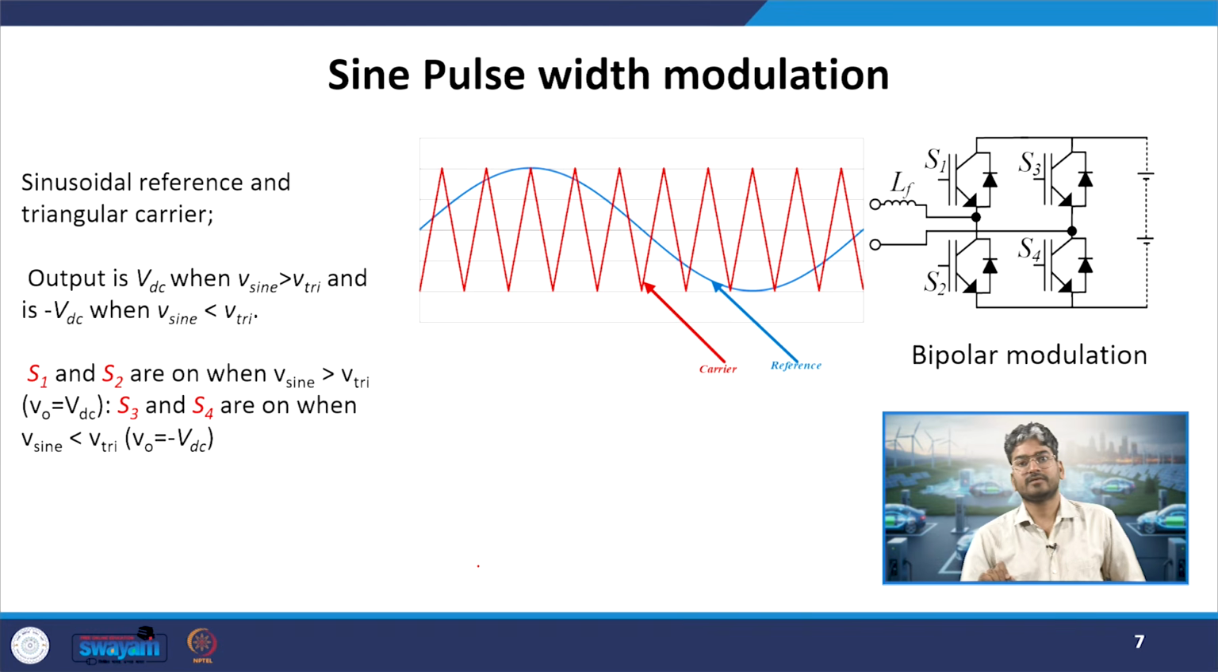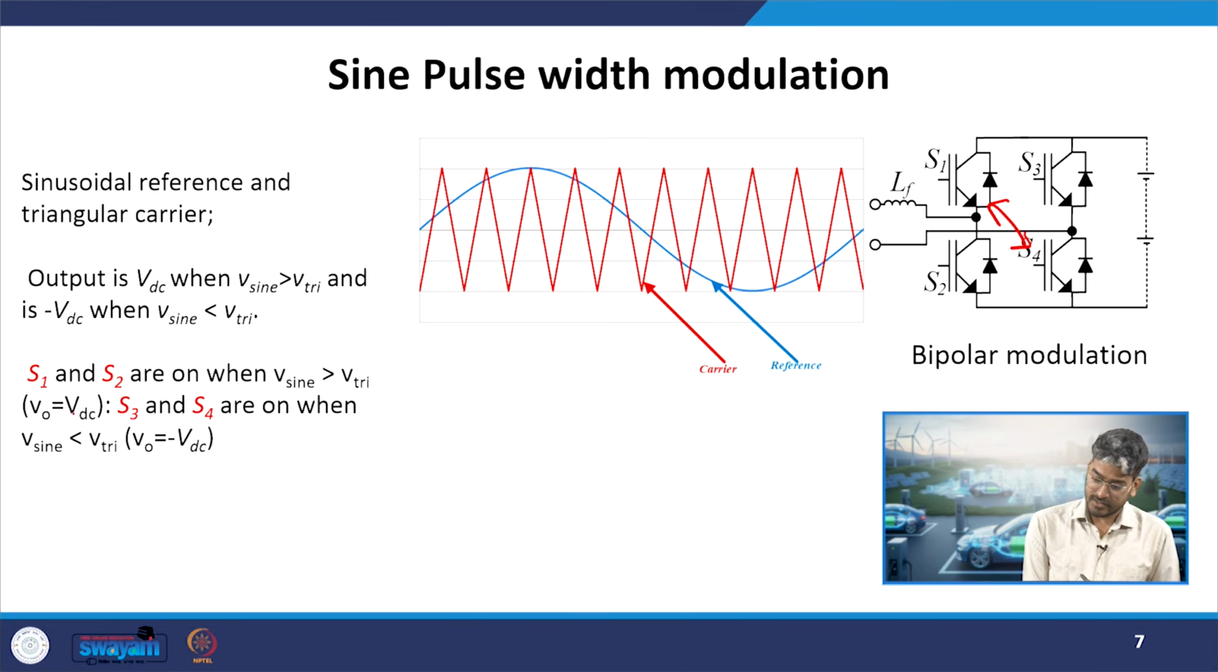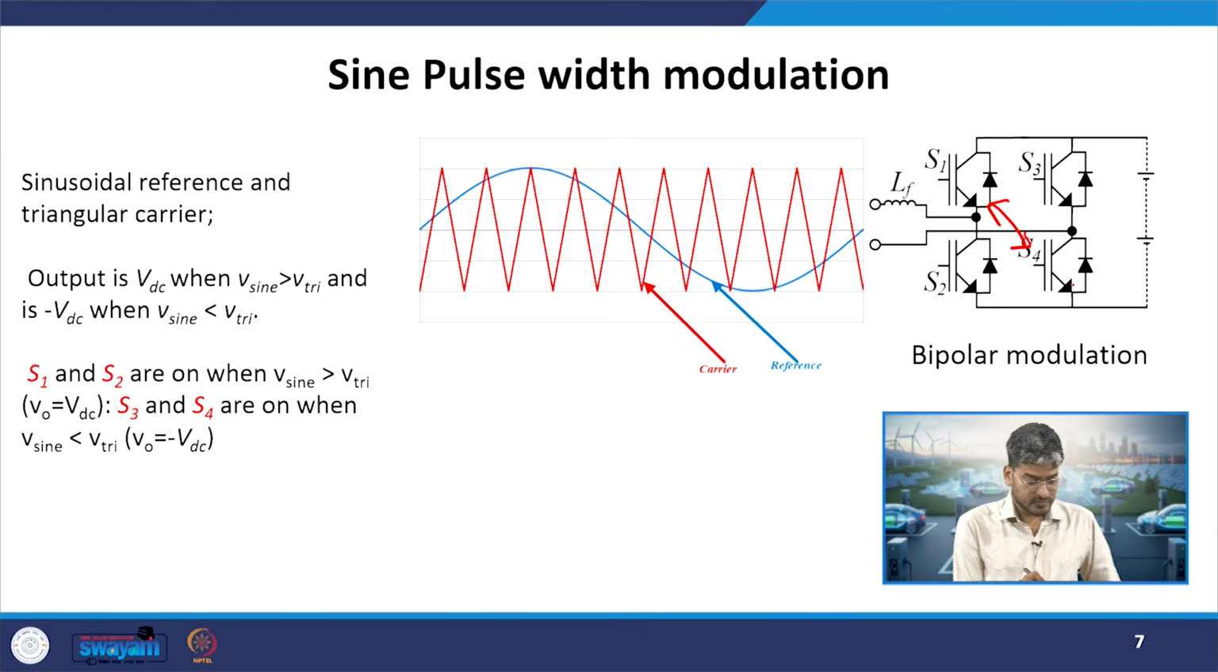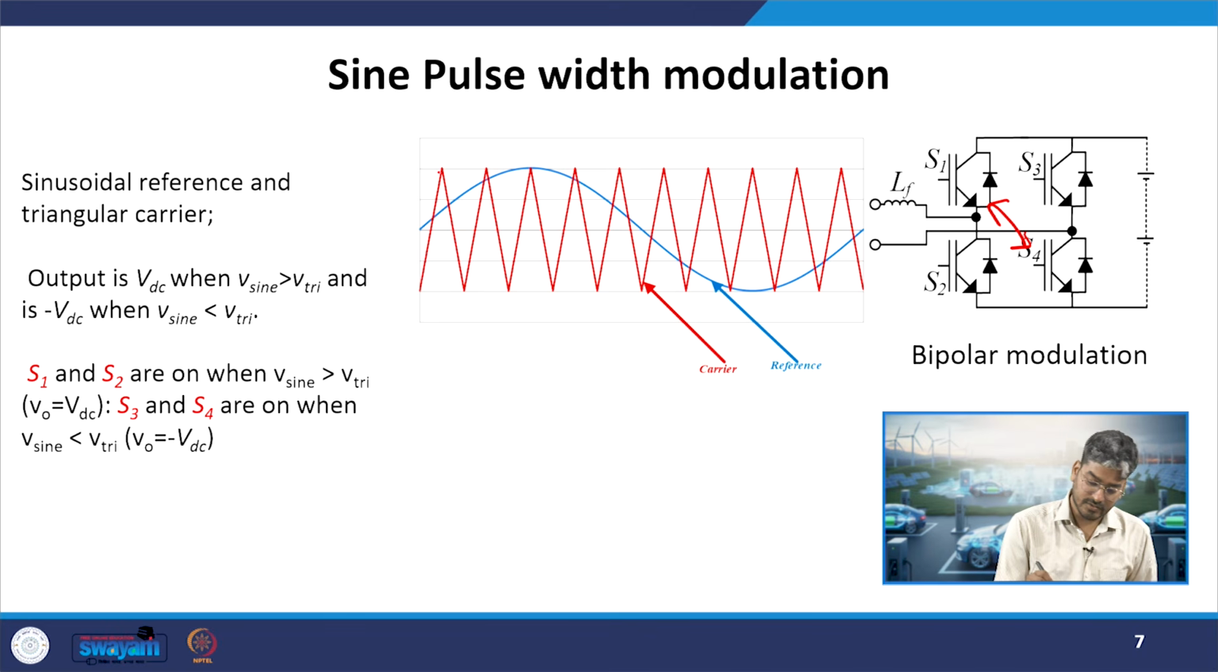In this sine PWM technique for the single phase converter, we have two different methods. First was the bipolar method. In this bipolar method, we consider two switches to be coupled with each other: S1 and S4 are switched together, and S2 and S3 are switched together. Here, we have a carrier wave, which is a high frequency triangular carrier wave. Then we have the sinusoidal waveform.